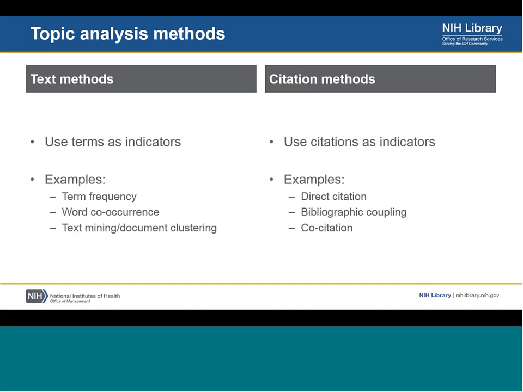So what I'm going to do today is give you an example of one from each of those different families of approaches. I'll give you a word co-occurrence network from the text-based approaches, and then we'll talk about the bibliographic coupling approach from the citation-based method, so you've got an idea of how those two actually work.